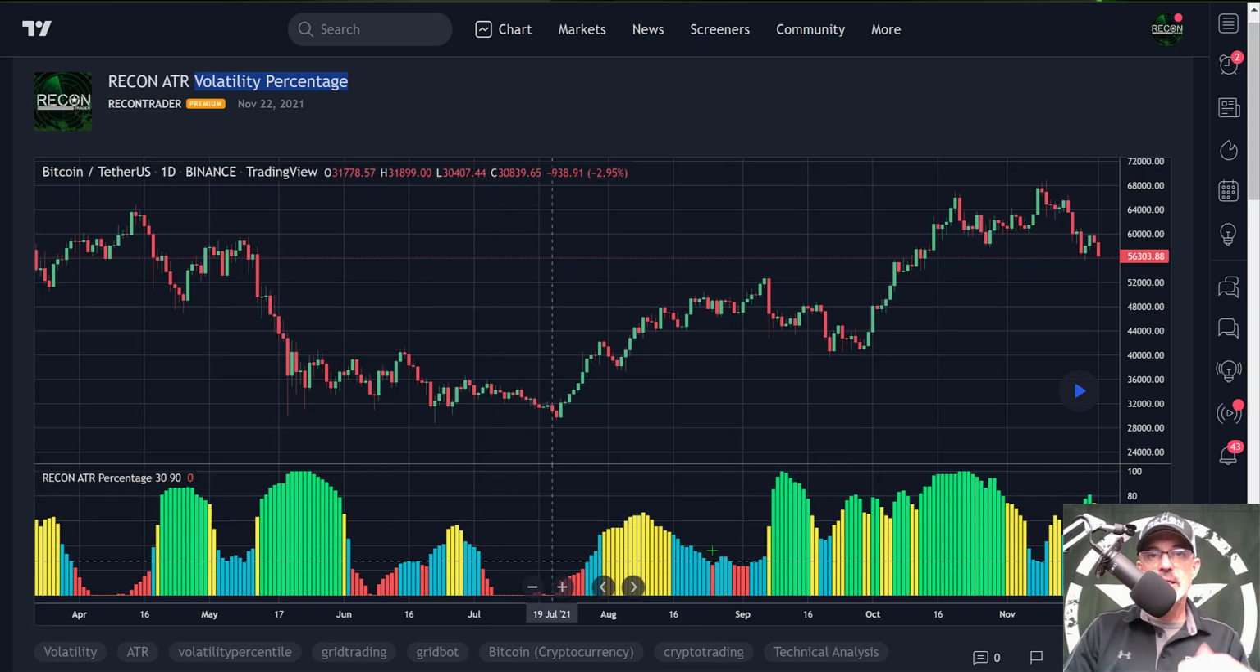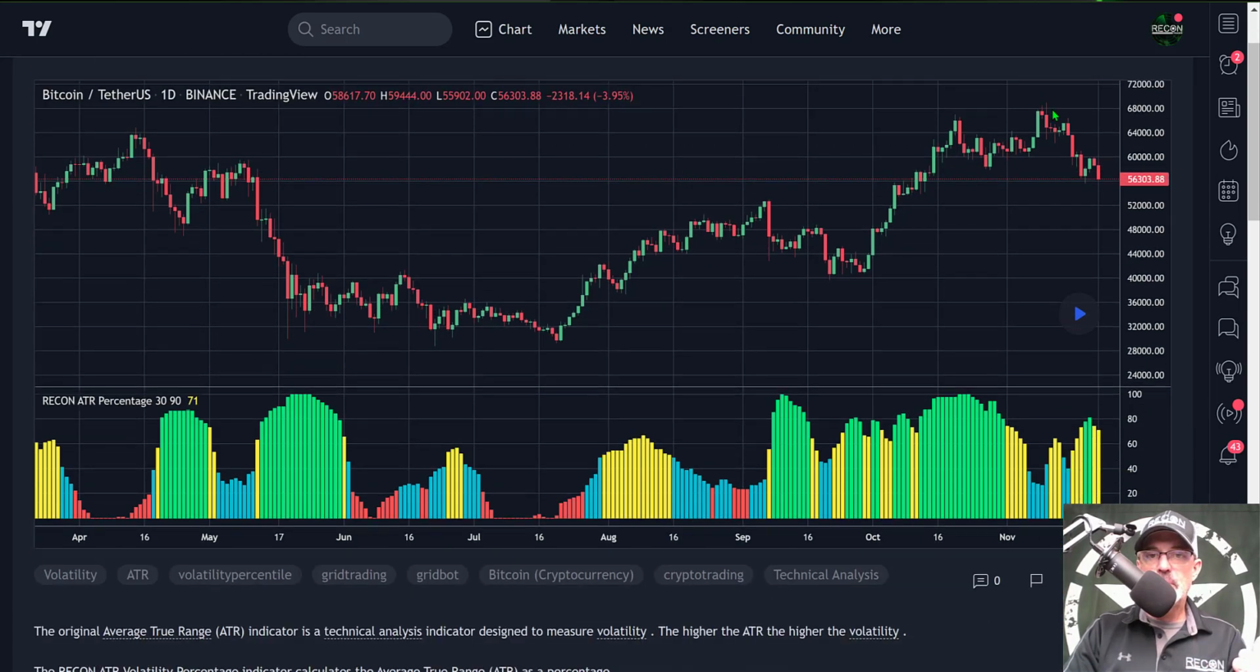The red columns would be considered low volatility, blue would be moderate, the yellow would be medium, and then the green would be considered high volatility. And what I'm looking for is something that is perhaps in the yellow or definitely in the green zone for volatility. And for me, that would be an ideal target to deploy a grid bot on.